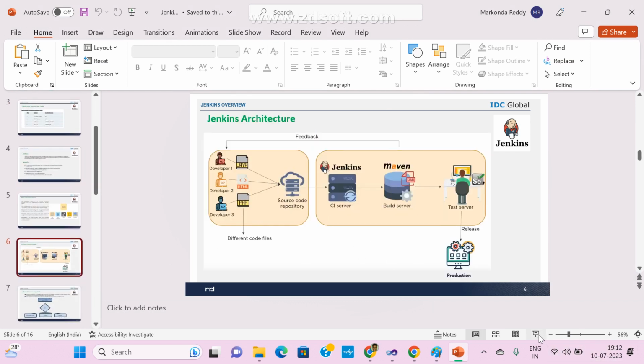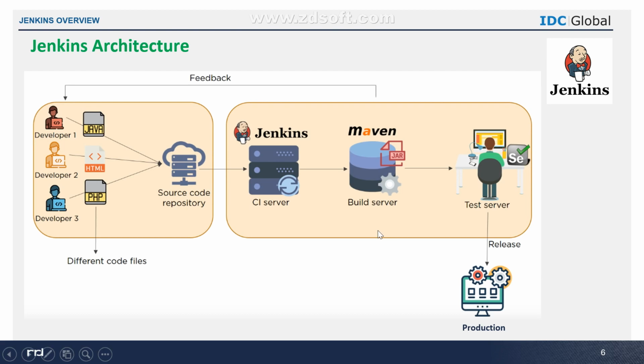This is the architecture, guys. If you understand this, you understand Jenkins. Just assume these are the developers, like I draw daily, same story here. One developer works on Java, one on the HTML side, one on PHP, and this is our source code repository, GitHub, Bitbucket, TFS, SVN, whatever it may be. These developers work on different code files: a Python developer, an HTML developer, and Java developers.